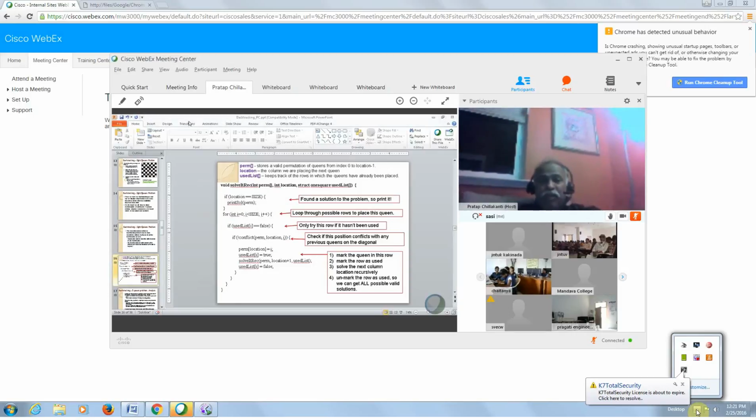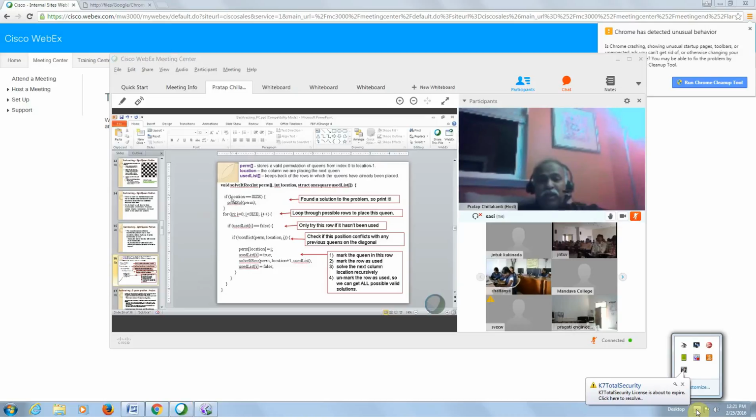Here is the piece of code. You have different arrays here, with explanations. One stores a valid permutation of queens from index 0 to location minus 1. You keep track of the locations where you place the queen, and you keep track of the rows, so you have to track your path. You can see here how this is solved through an algorithm. I'm not going to go through each and every row here, but you have comments.